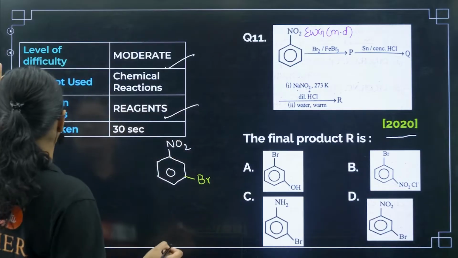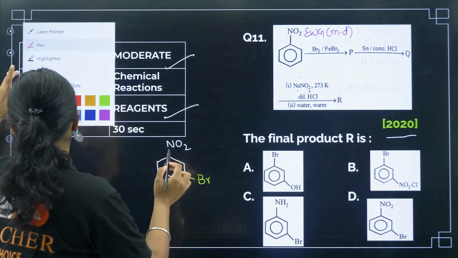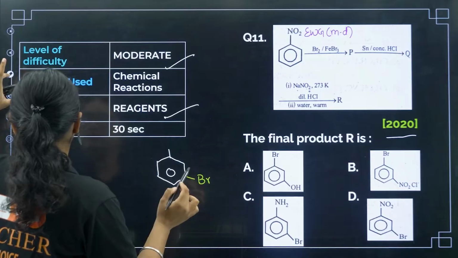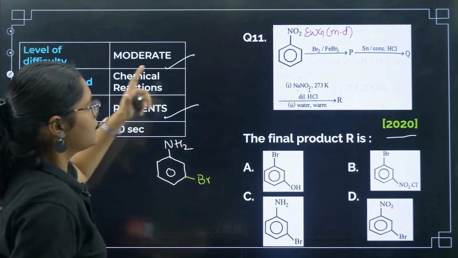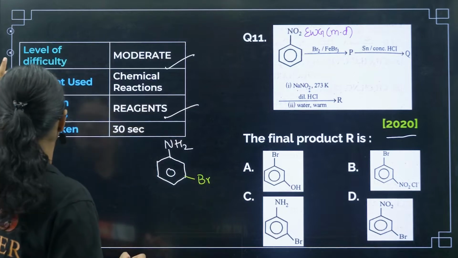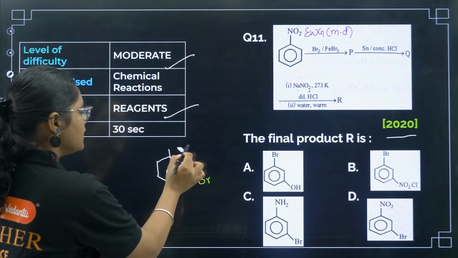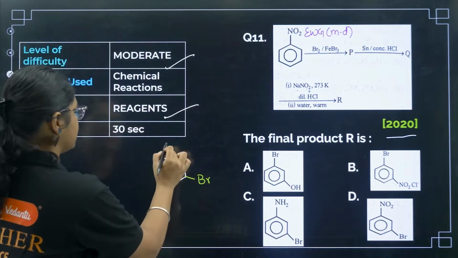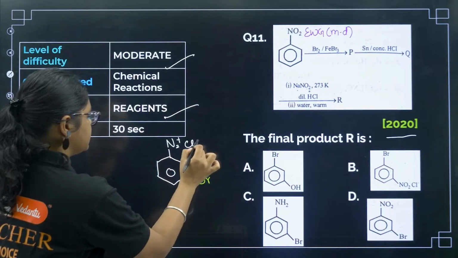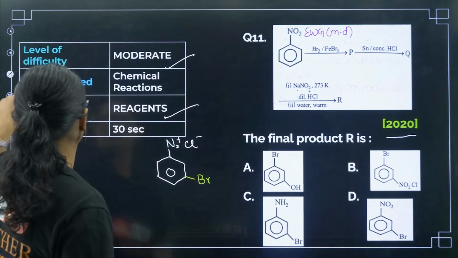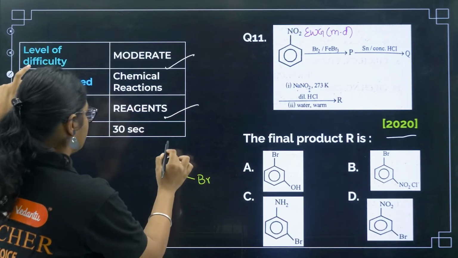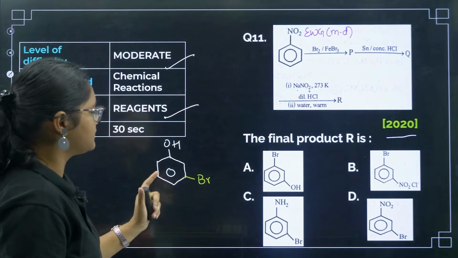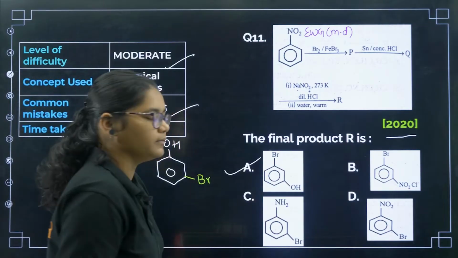Next, Sn/HCl, and this is your Stephen reduction. So what does Stephen reduction do? Removes NO2 to make it NH2. Then NaNO2 HCl, that will convert it first to benzene diazonium chloride, N2 plus and Cl minus. Then if you treat it with water, we will get OH here. So answer will be OH and Br, that is option number A.